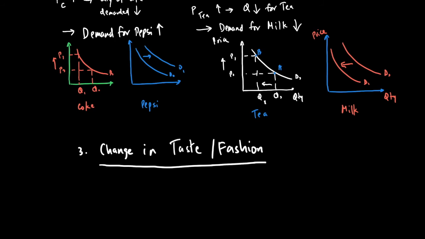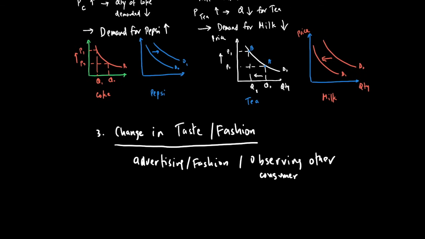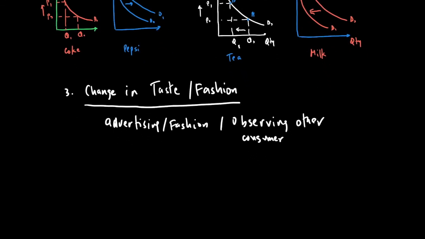And taste can be affected by many things, like advertising, fashion, and even by observing other consumers. So you see a friend wearing something and you like that good, you may demand more of that good. So observing other consumers may also become a factor. And a lot of companies spend a lot of money on marketing primarily because they want to build brand loyalty, which can make the demand for the good go up, and you have long-lasting consumers as a result of that.